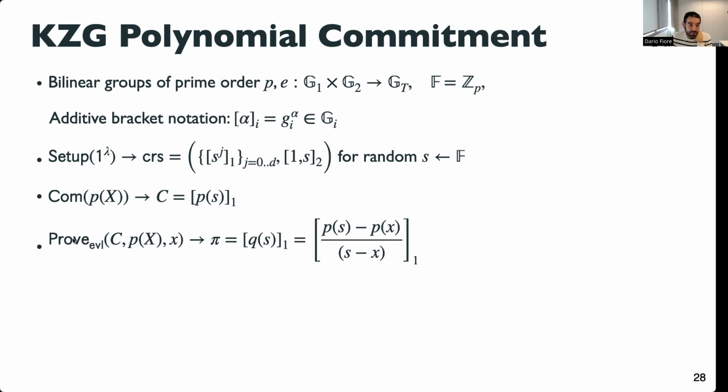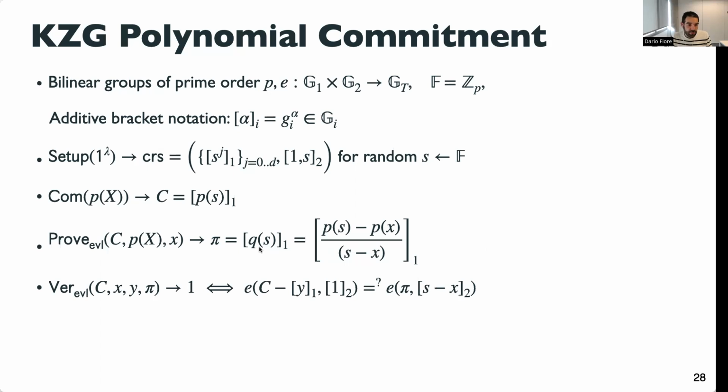Then in order to prove evaluation at a point little x, what you do is compute in the exponent this polynomial Q, which is the result of dividing P minus the result P of x by the polynomial capital X minus little x. I use bad notation, but that's the idea. And the proof is the evaluation at s of this polynomial Q. How do we verify? Essentially, the verification consists in using the pairing to check that pi is well formed. And the interesting property of KZG is that this proof is unique, so there is only one pi that satisfies this equation.